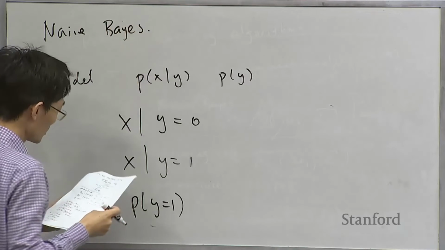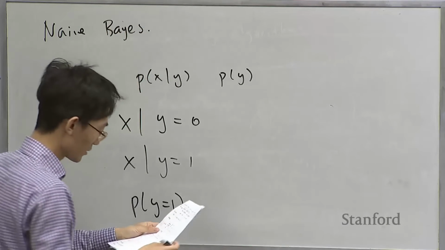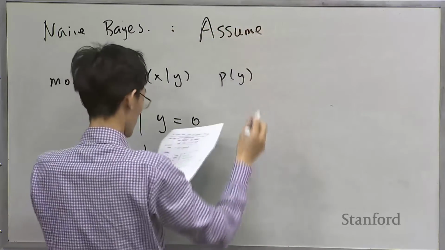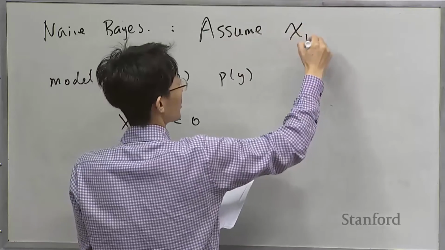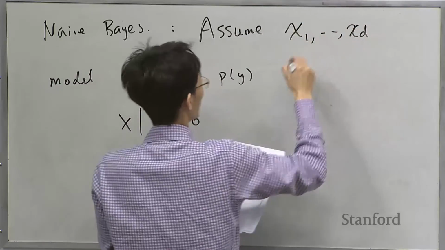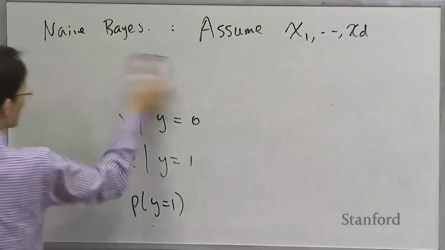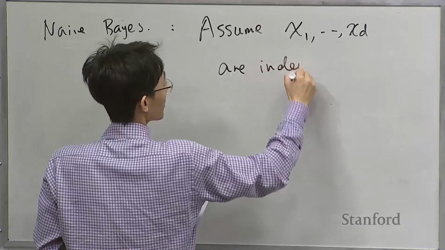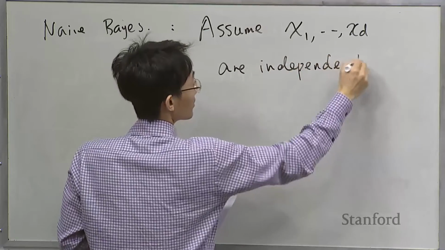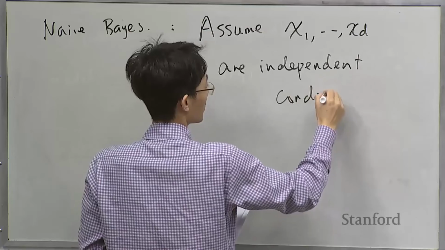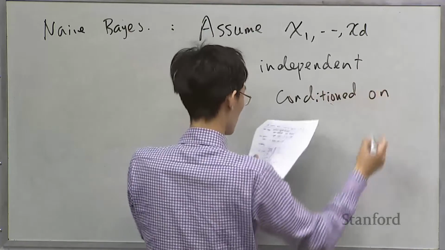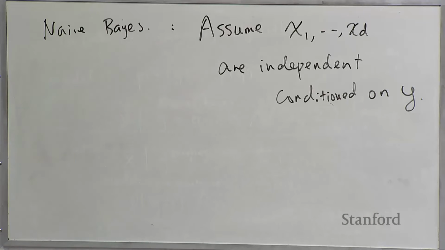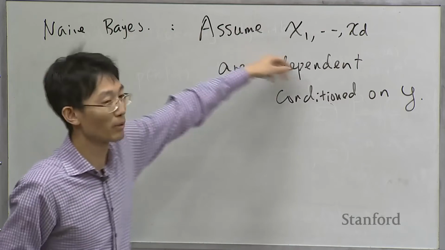What this means is that you just assume x1 up to xd are independent conditioned on y. So given y, you just independently draw x1 up to xd.